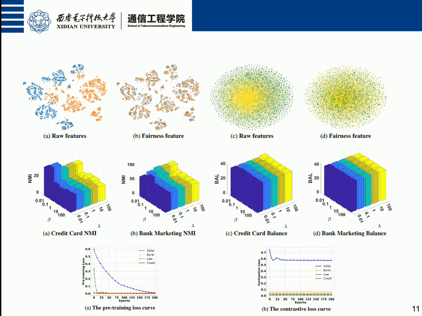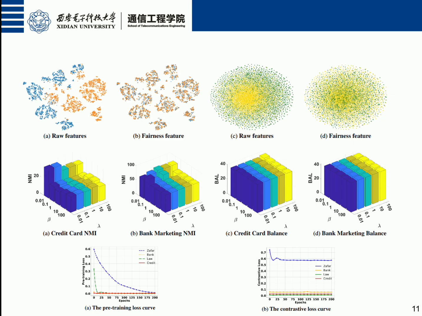First, Figure 2 uses TSNE to visualize sensitive feature distributions in the bank marketing and Zuffer datasets. On the left, raw features show clear separation between sensitive groups. On the right, after applying our fairness module, the groups are more mixed, indicating that our model effectively reduces the impact of sensitive attributes and improves fairness.